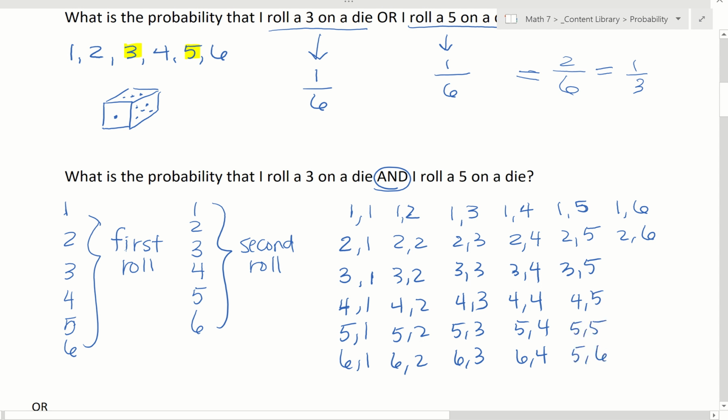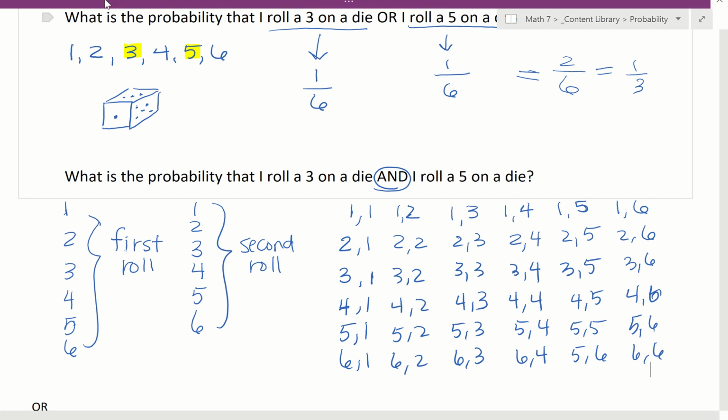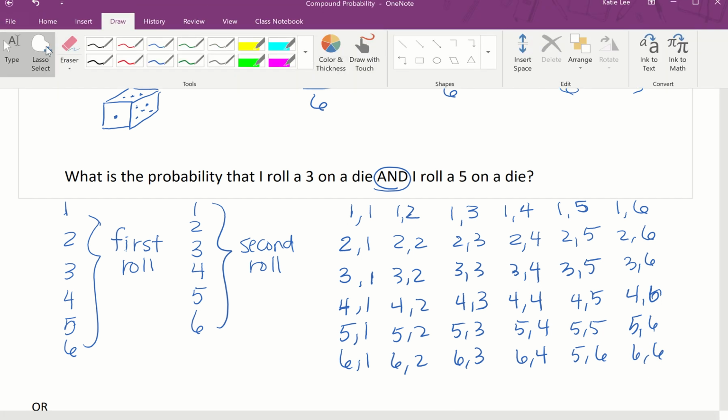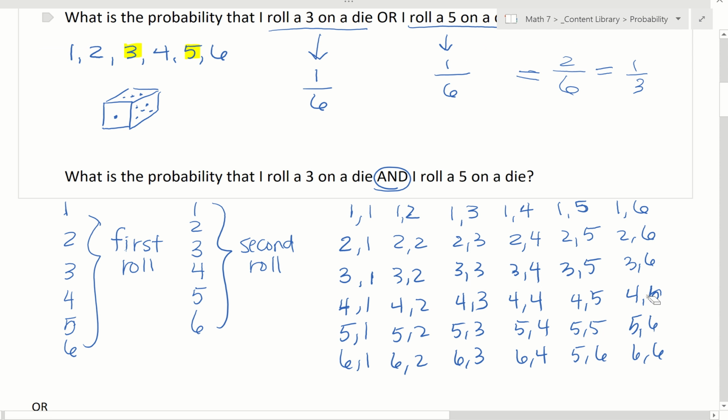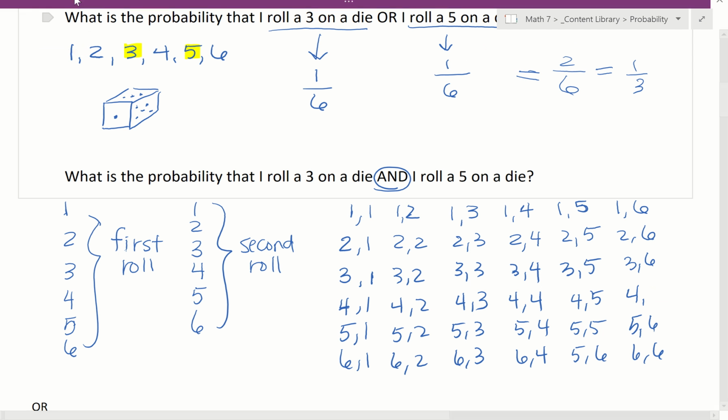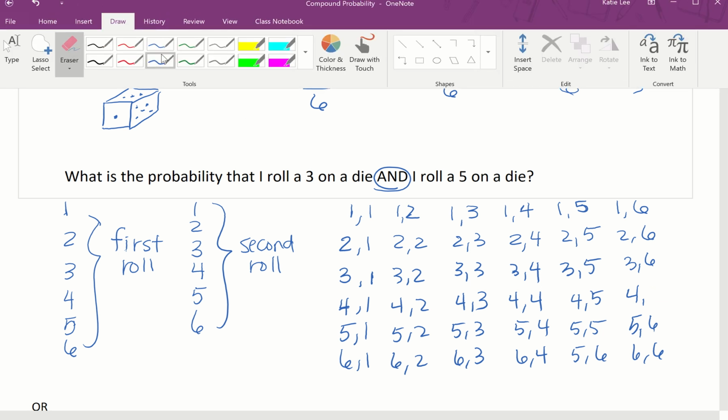I could also get a 6 on my second roll. There we go, that's a 6. And 6, 6. Good. So that represents all of my rolls that I could get.